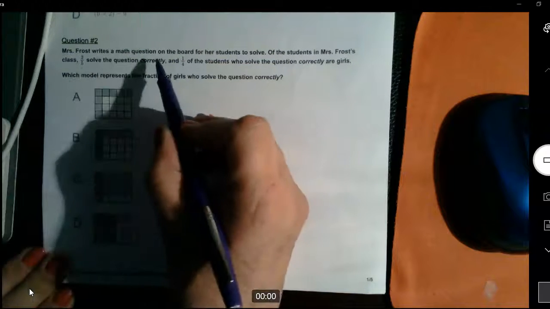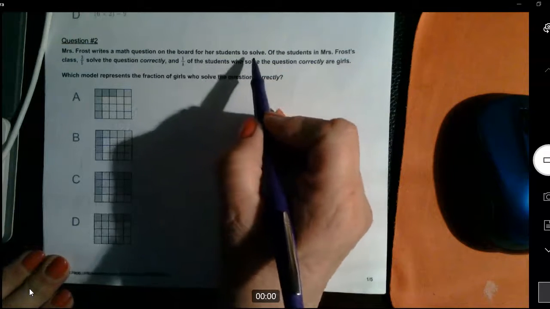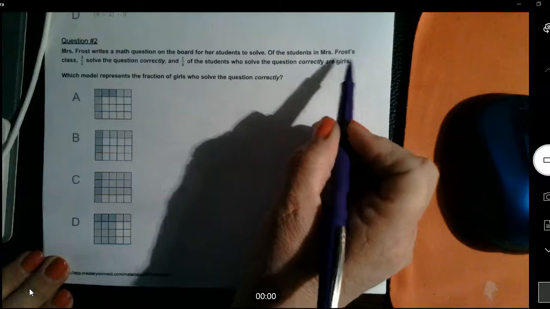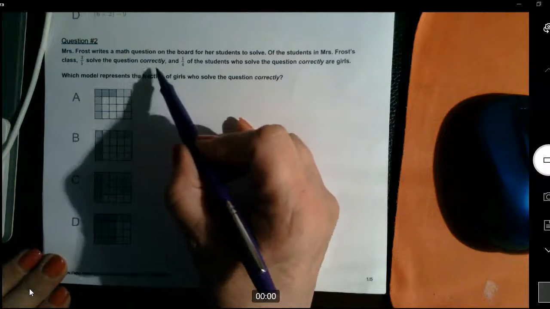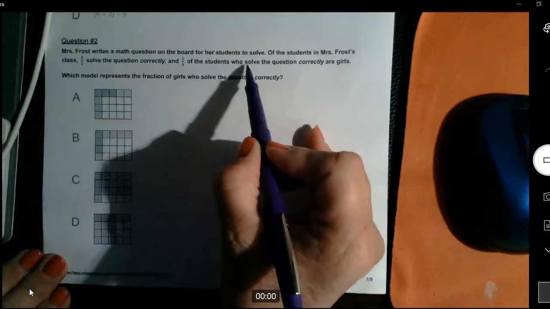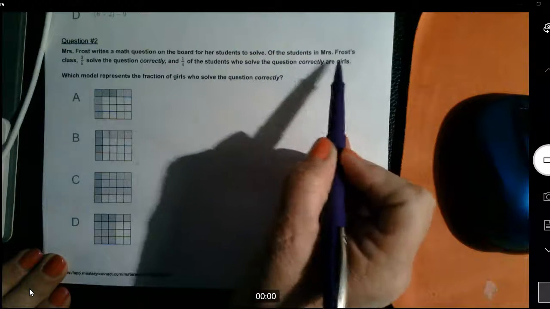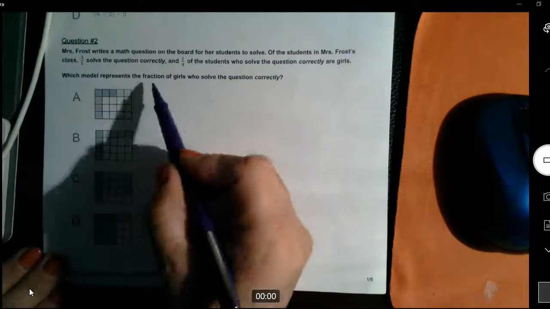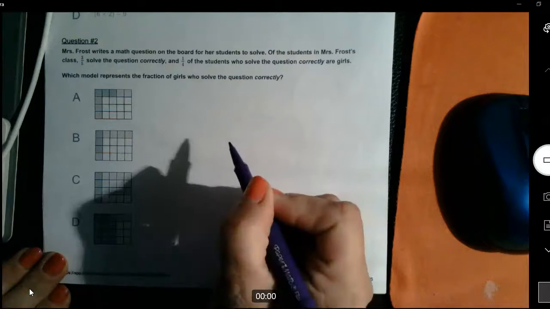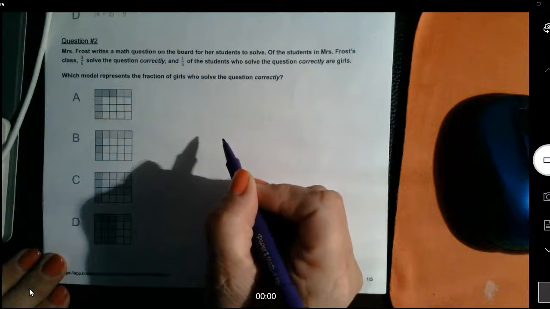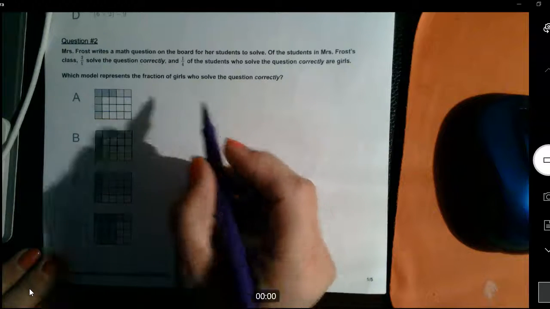Mrs. Frost writes a math question on the board for her students to solve. Of the students in Mrs. Frost's class, 3/5 solved the question correctly, and 1/4 of the students who solved the question correctly are girls. Which model represents the fraction of girls who solved this question correctly? So, this is my advice on the strategy that I would use to solve this problem.